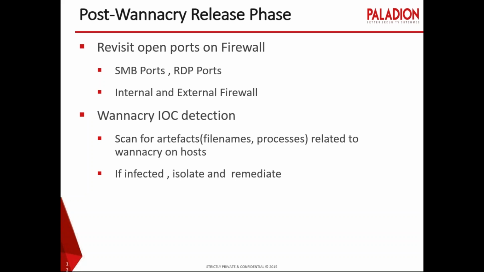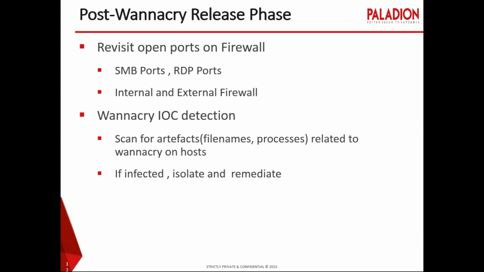Revisit the open ports on your firewall, both at the internal and the external firewall. As I mentioned, most of the propagation is happening through the SMB ports, 135, 137, and 445. There is also information on the internet that it jumps across RDP ports. So port 3389, if you have RDP open across your networks, it is important to either block them or secure them to ensure that only authorized people are using those ports.